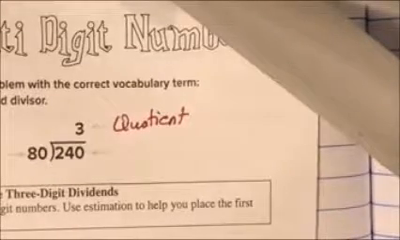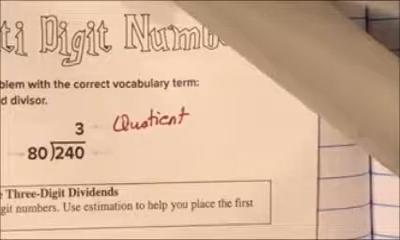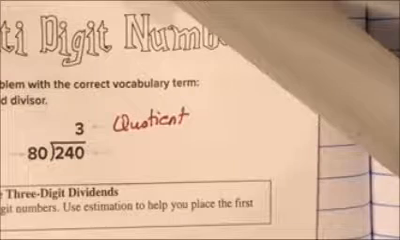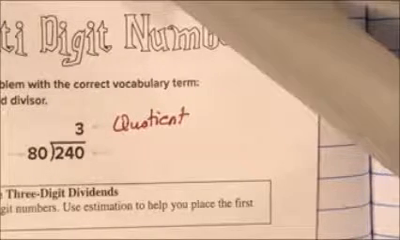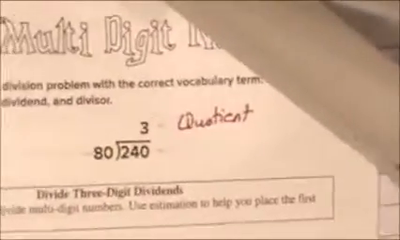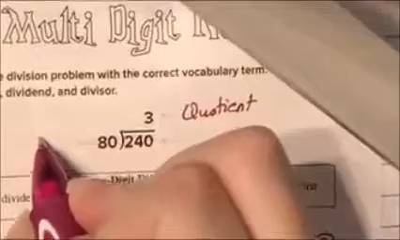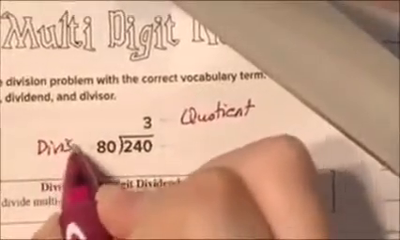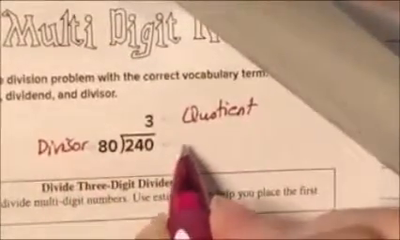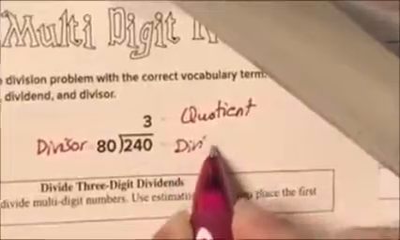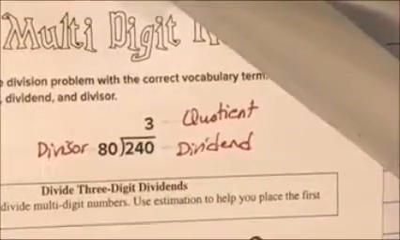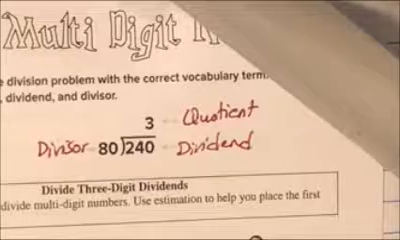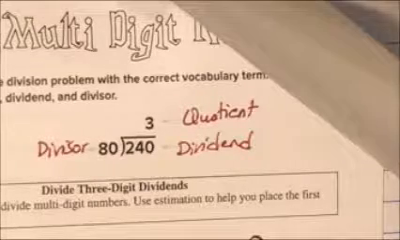My quotient is my answer to a division problem. Then I have the dividend and the divisor. The divisor is what I'm dividing by, so 80 is my divisor, and 240 is my dividend. 80 is what I'm dividing by, and 240 is what I'm dividing into, so the dividend.